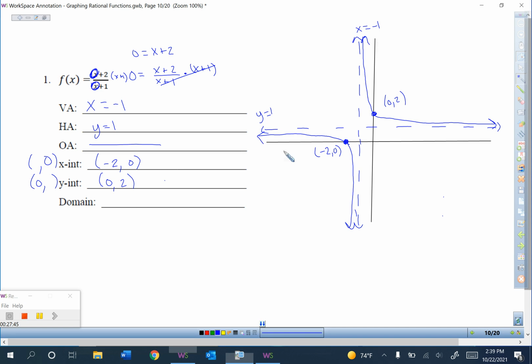Domain, starting at that arrow at the left, that's -infinity. And I'm going to stop at my asymptote, that's a restriction in my domain, so I'm stopping at -1, saying it's not included and going past it, so -1 to infinity. Again, because the -1 caused dividing by 0.